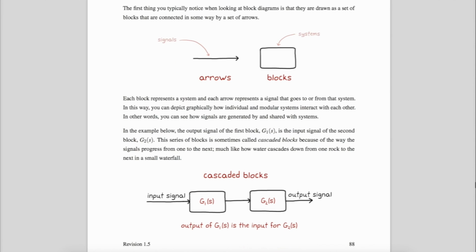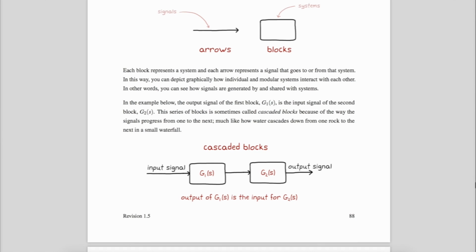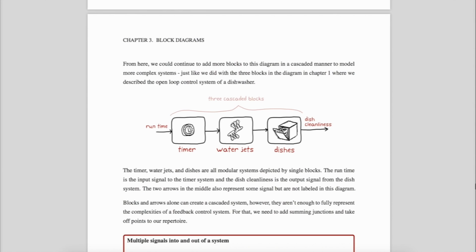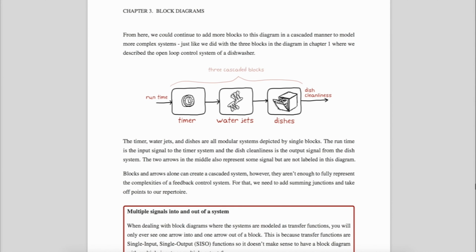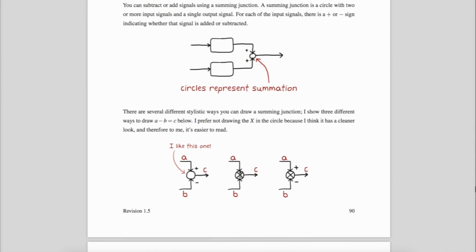You can string two blocks together in this manner, where the output of the first block is the input to the second block. Blocks in series like this are called cascaded blocks because of the way the signals progress from one block to another. It's similar to water cascading from one rock to another in a small waterfall. We can cascade any number of blocks in a row, but this would make for a very boring block diagram because we can't represent feedback with just blocks and arrows. We also need summing junctions and takeoff points.